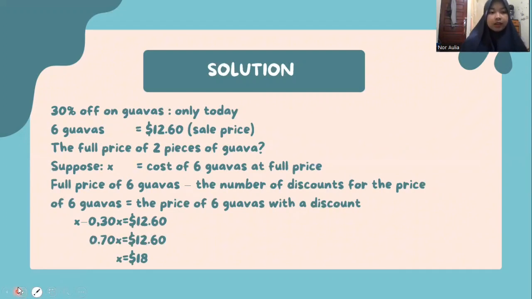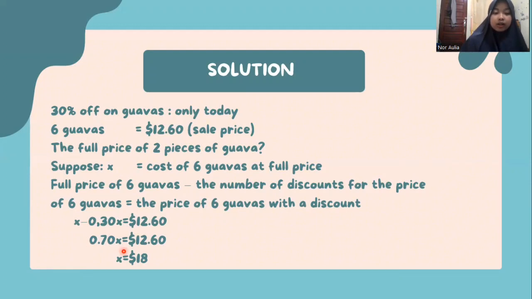The solution: 6 guavas with the discount equal $12.60, the sale price. We need the full price of the 2 guavas. Suppose x equals the cost of 6 guavas at full price. The full price of 6 guavas minus the discount for 6 guavas equals the price of 6 guavas with a discount. The operation is like this: x minus 0.30x equals $12.60.